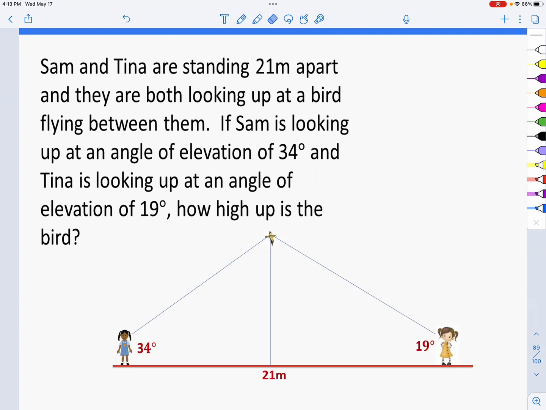Okay. Does your diagram look something like this? We're going to ignore, nothing in here says how high Sam is, and nothing says how tall Sam or Tina are. So we're just going to ignore that. And we're going to just kind of extend this like this, just like that tree question yesterday. And what we want to find is this.